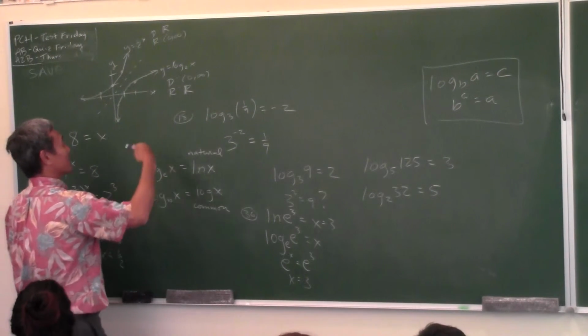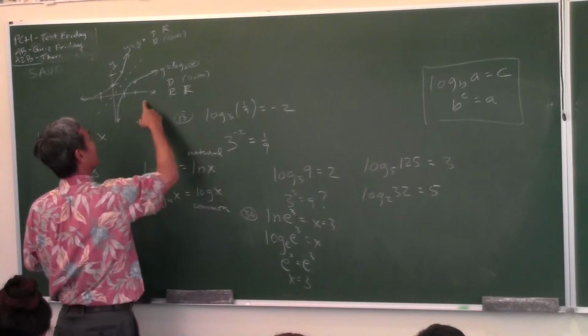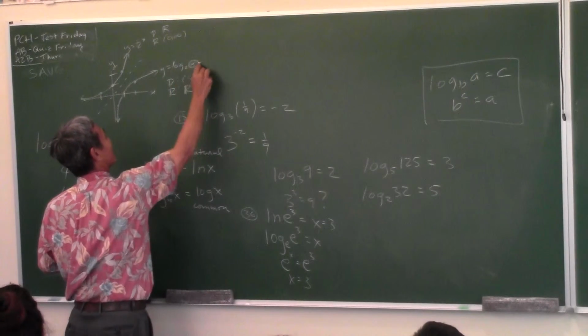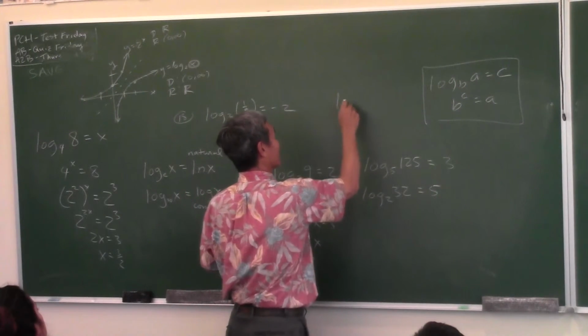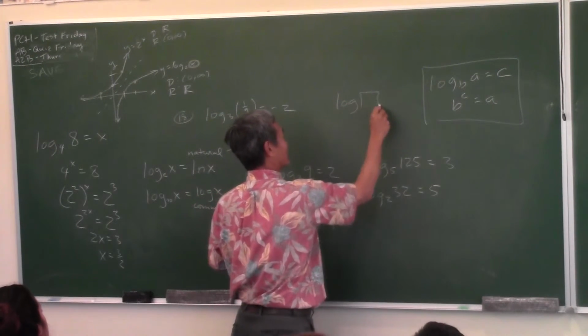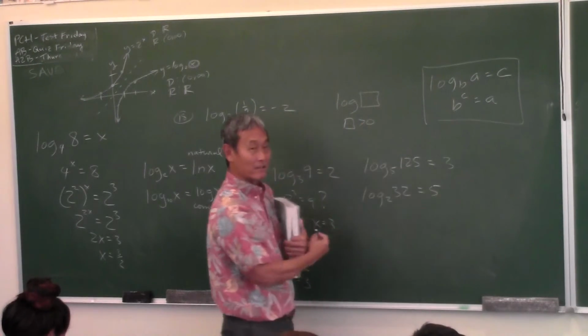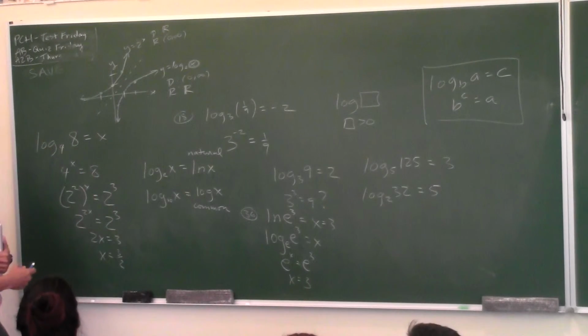Anyway, this is the point. Whenever you have a logarithm like this, what was the domain? X is greater than 0. So whenever you have a logarithm, this thing has to be greater than 0. I'll just make it simple for you. If you see log something, this something, whatever it is, has to be greater than 0. It has to be, because that's what the domain is.